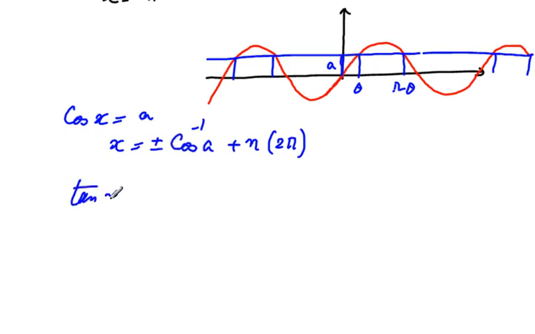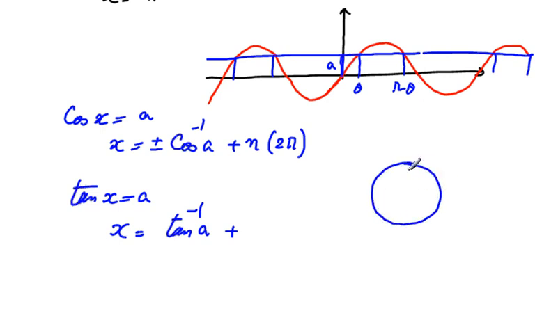For tangent, if tangent is given to you and you want to find the angle, when you plug it into your calculator, it gives you some answer. By definition, that answer is either in the fourth or first quadrant. How about the remaining ones? What can I add to get the other answers? Does anybody remember? Let's remind ourselves, either through this picture or through the unit circle approach.